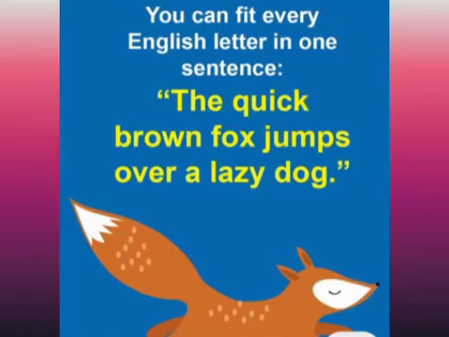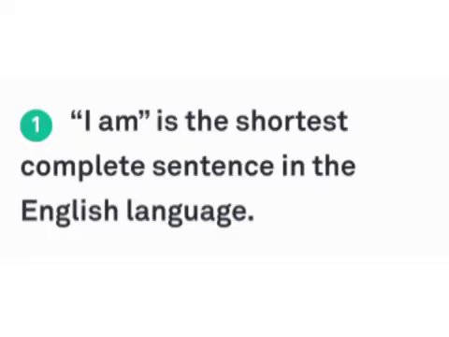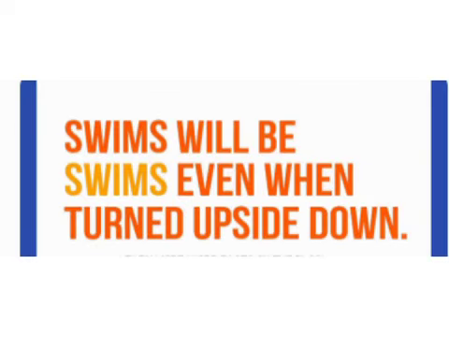It's interesting, right? The next interesting fact about English is, in the following sentence, you can find all the English alphabets. Yes, I'll read it for you. The quick brown fox jumps over a lazy dog. Can you find O? Yes, here it is. U, Q, Z, everything is there. "I am" is the shortest and complete sentence in English. Wow. "Swims" will be "swims" only, even if you turn your mobile phone upside down.